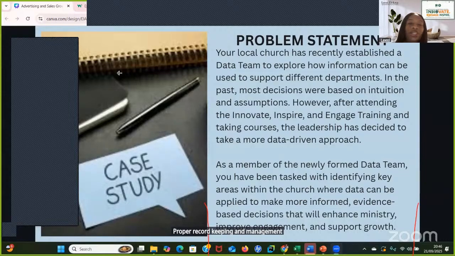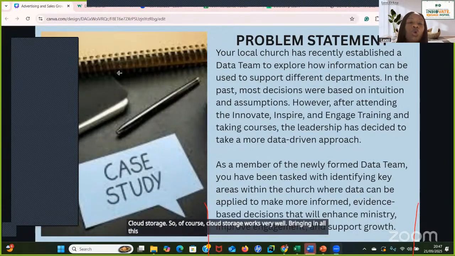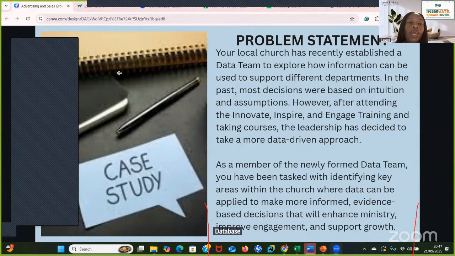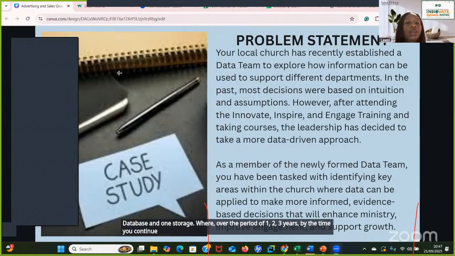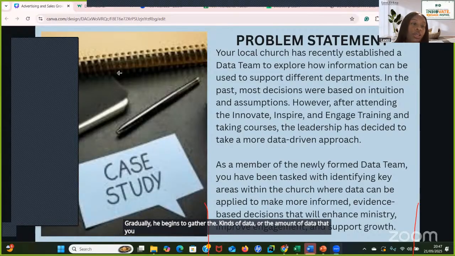of every aspect of the church, bringing it into one database. If you understand what I mean, when I say database, I mean like a house where you store data. Like yesterday, I talked about on-premise and cloud storage. Of course, cloud storage works very well, bringing all this information into one database and one storage, where over a period of 1, 2, 3 years, as you continue to take records and take records, gradually you begin to gather the amount of data that you would need to make an informed decision.